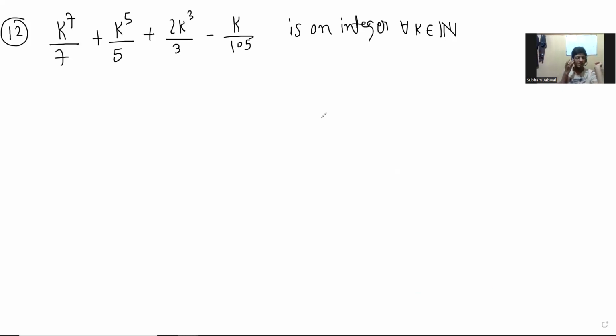Okay. Let's try this. This is an interesting question. This is always an integer. So this is a very nice thing, right? This is again a polynomial, but the coefficients are not integers, but still it's always an integer for integer input, right? If you put an integer input, it gives an integer output, even though the coefficients are not integers.